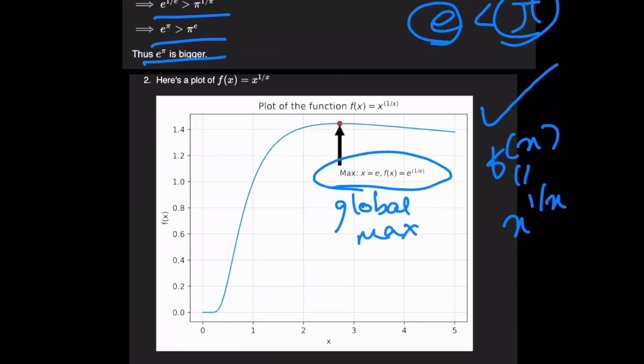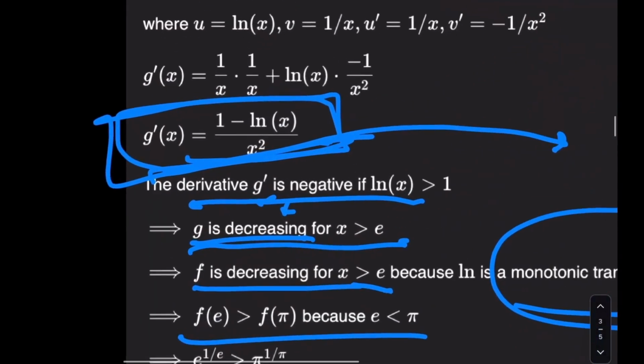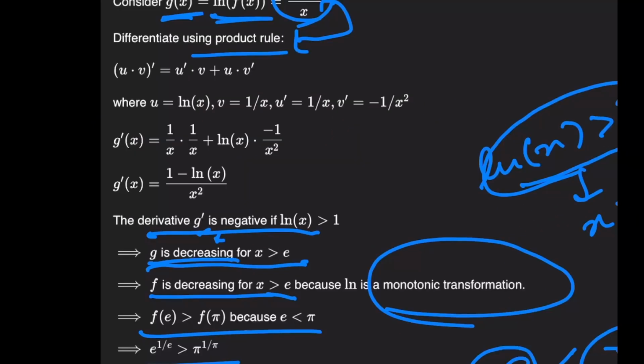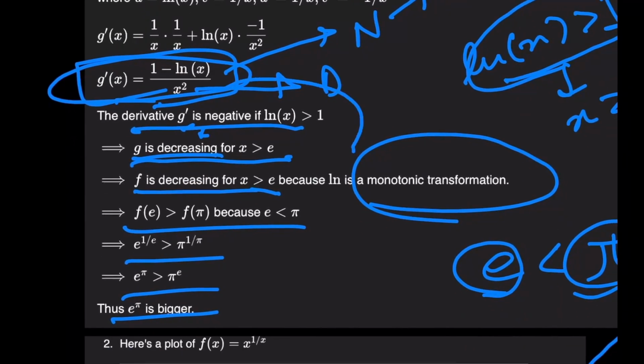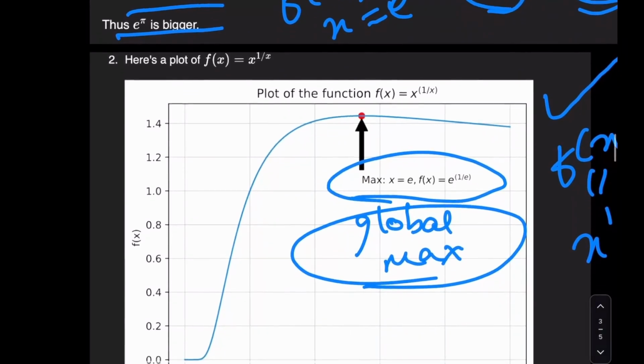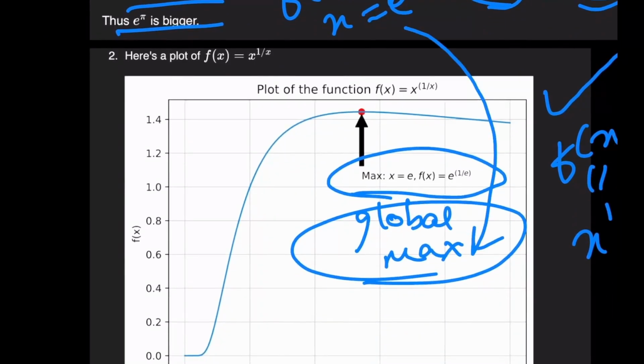We can deduce that x equals e would be a global maxima for this function, because as we can see over here for g dash of x, the denominator is always positive and the numerator goes from positive to negative over the value x equals e. So this entire derivative goes from positive to negative over the value x equals e. So that also means that f dash of x would also go from positive to negative over the value x equals e. All of this basically just means that e is a global maxima.